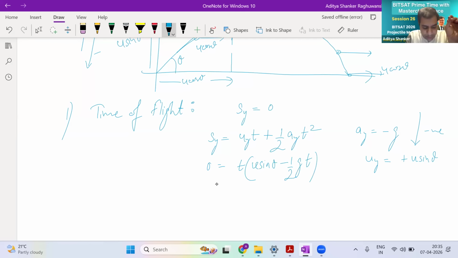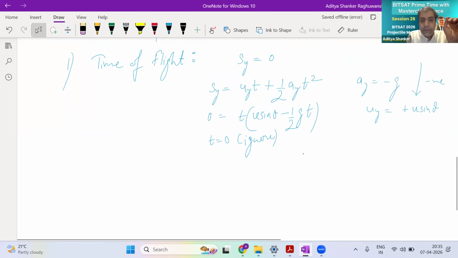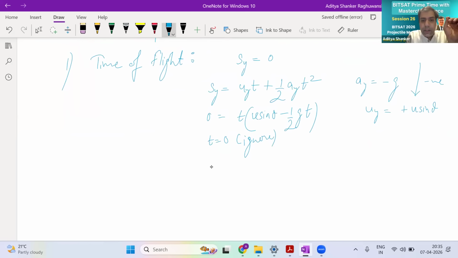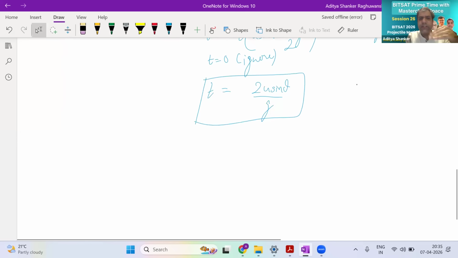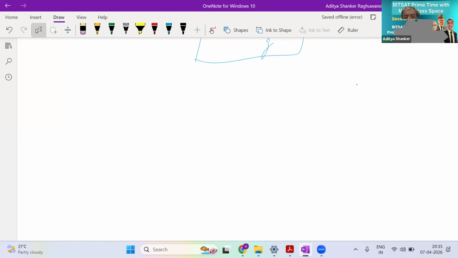So u sine theta minus half g t. Okay. So now you can understand that one t is anyway going to become zero, which you can ignore simply. T is coming out to be zero. You can simply ignore it because that's not going to be time of flight anyway. That's the initial time when displacement is zero. Now, other time which you are going to get is going to be 2u sine theta by g. Hopefully, it is clear, my dear friends. This is going to be your time of flight. Understood? Just make the vertical displacement zero. Is it fine?